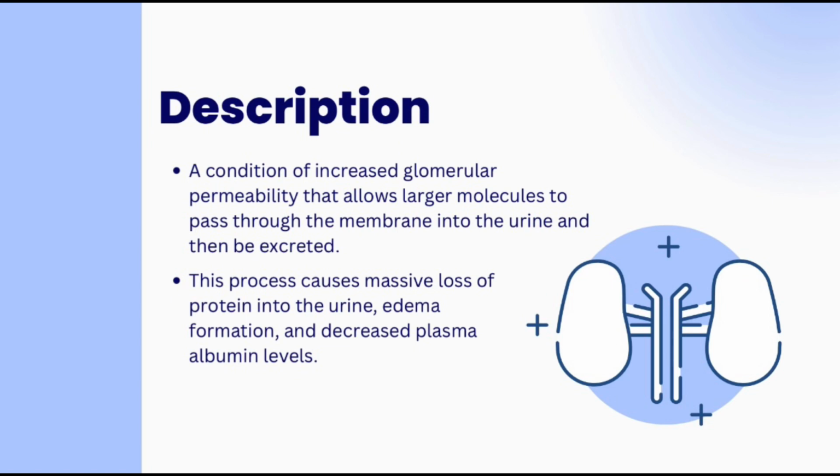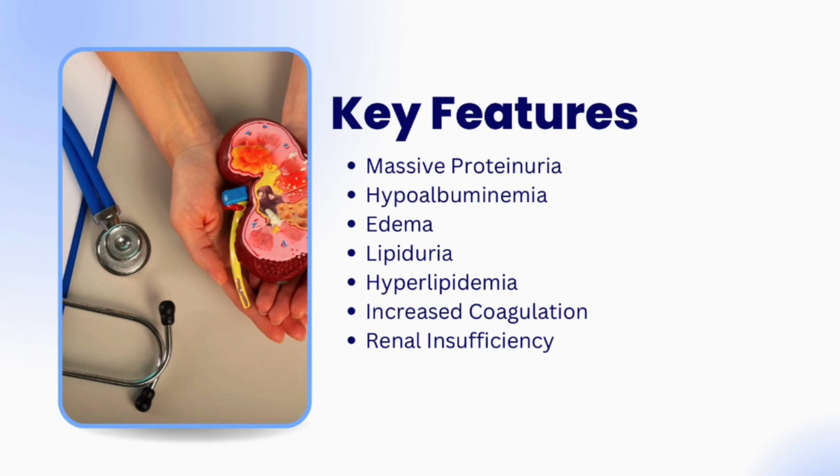As an introduction, let us describe nephrotic syndrome. Nephrotic syndrome is a condition of increased glomerular permeability that allows larger molecules to pass through the membrane into the urine and then be excreted. This process causes massive loss of protein into the urine, edema formation, and decreased plasma albumin levels. The key features of nephrotic syndrome.